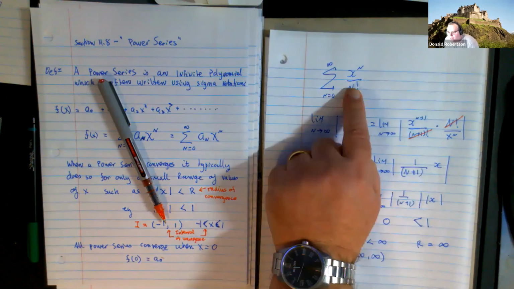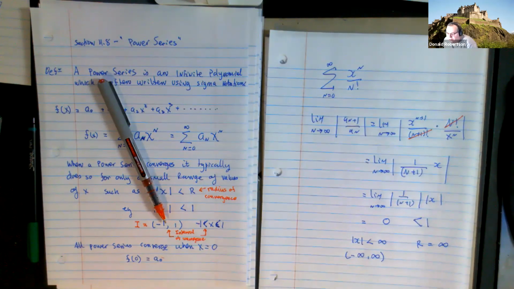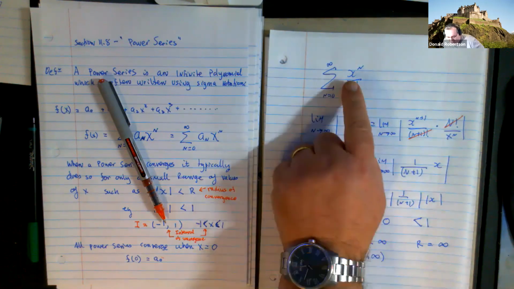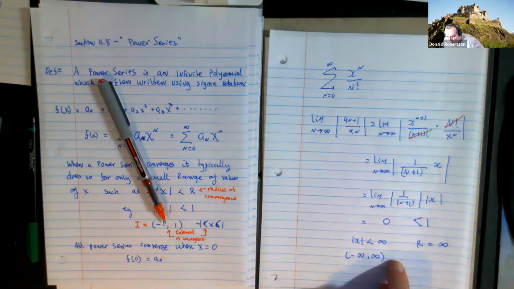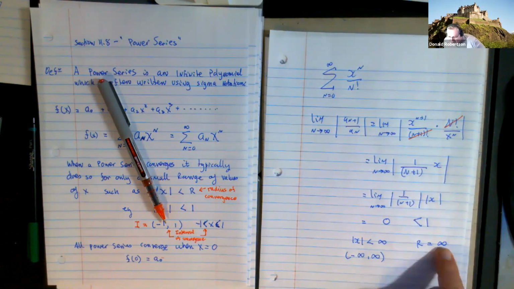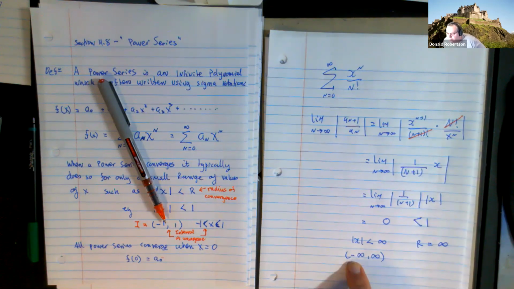That power series will converge for any value of x you like. 42, 42 billion, minus 30, whatever. That is a rare event in power series, that you can have a power series that converges no matter what you pick for x. That means its radius is infinite and its interval is minus infinity to plus infinity, right? That's where the x's are.